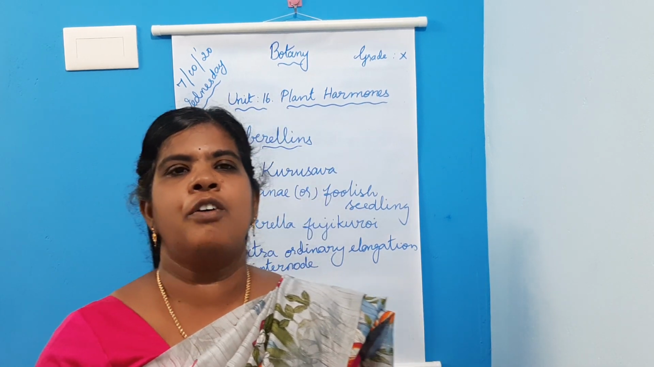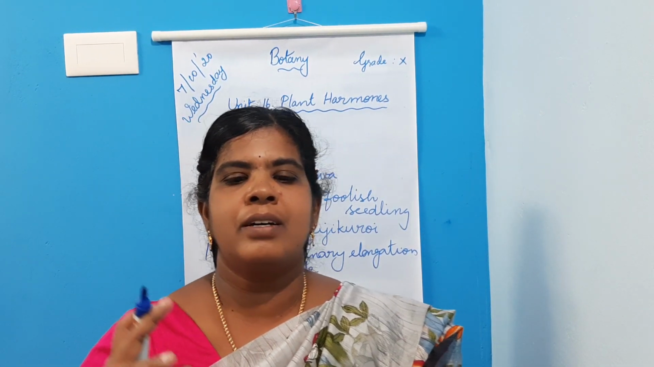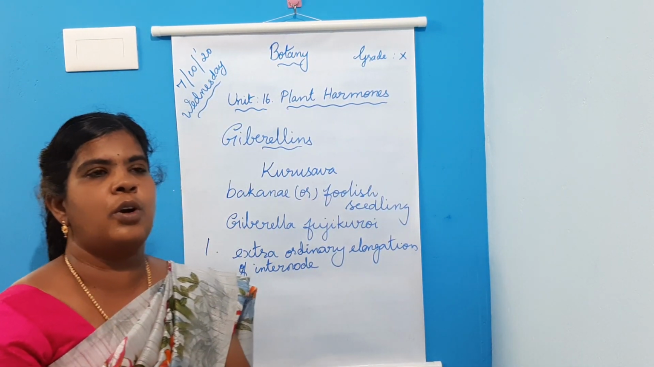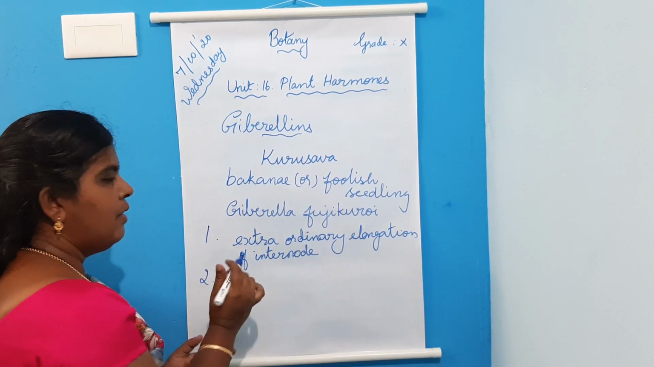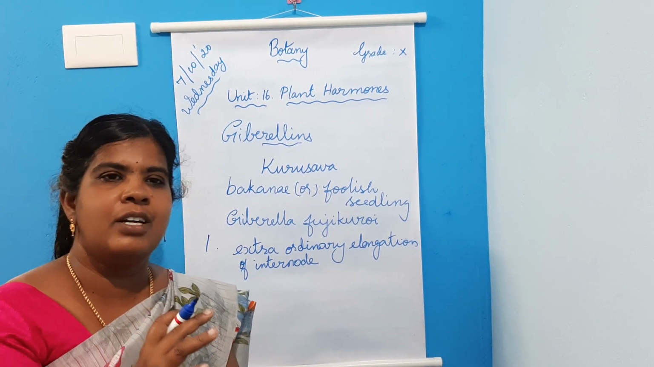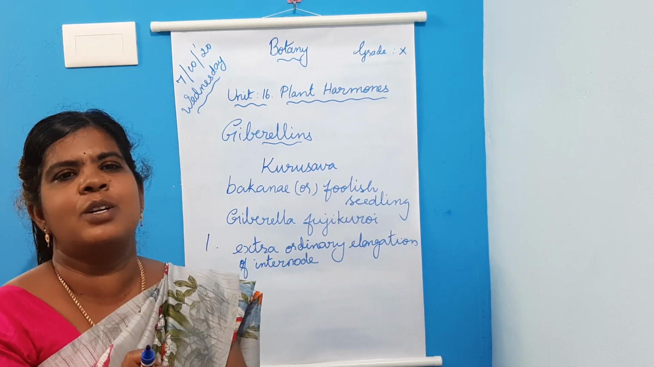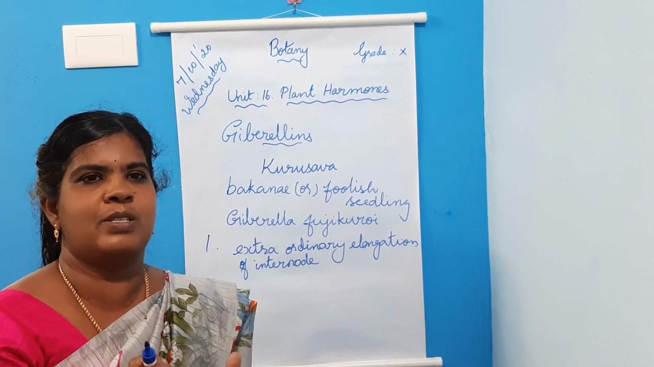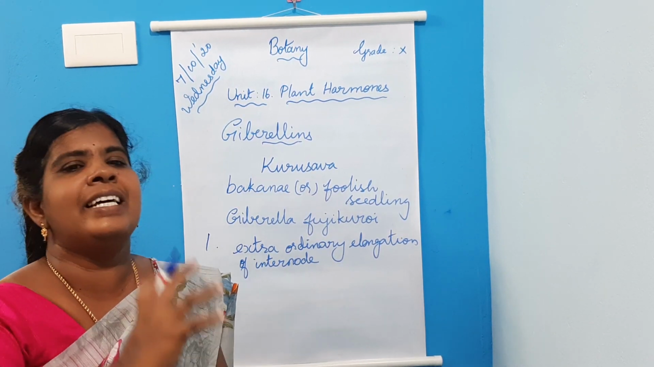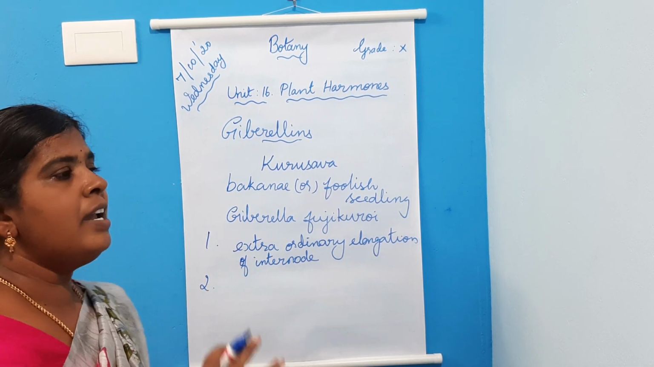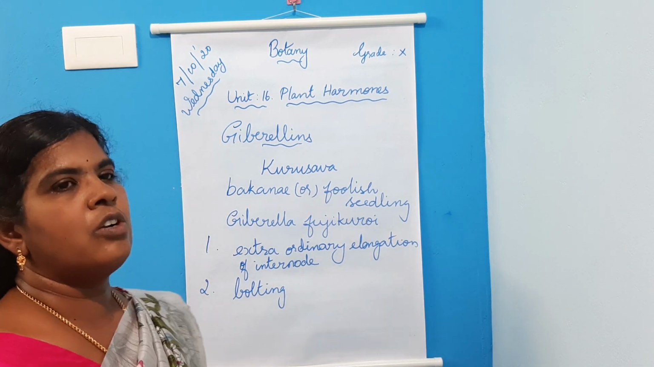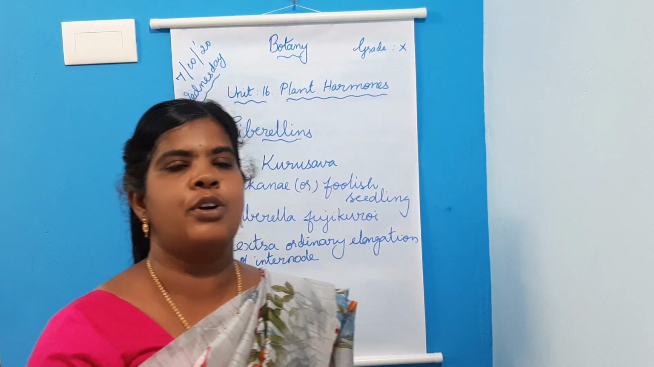Second, treatment of gibberellin on rosette plants promotes sudden elongation of the shoot, followed by flowering. What are rosette plants? Plants with very short internodes, or internodes that are very much reduced. When gibberellin is applied to them, they show sudden shoot elongation followed by flowering. That is called bolting.